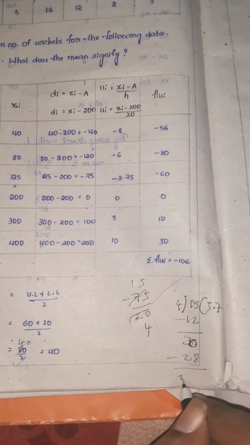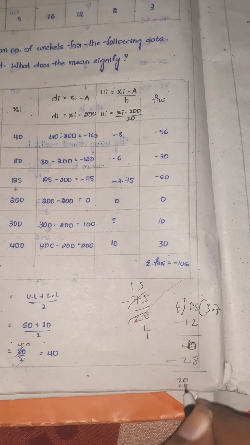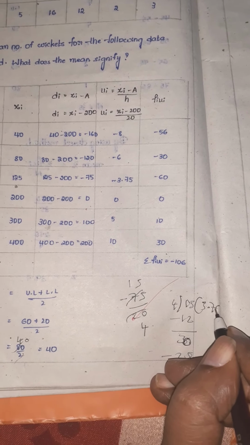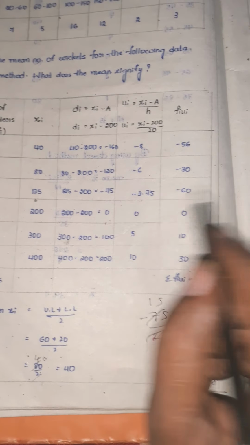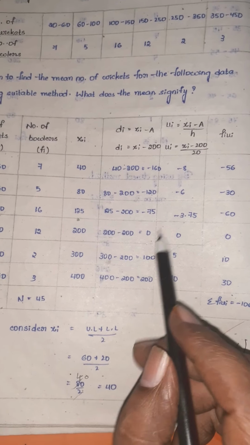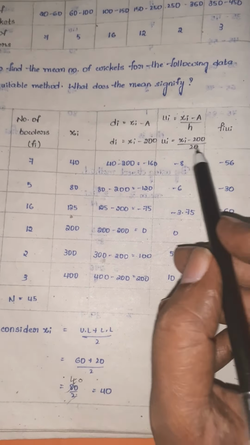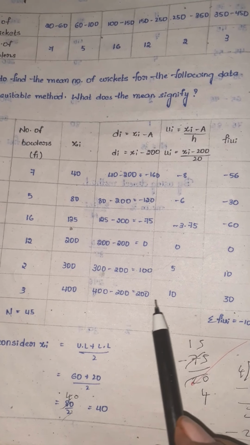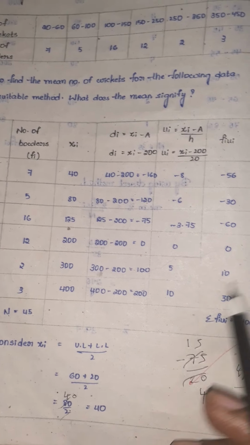Already we have kept a point. So 20, and we get remainder 0. So what value are we getting? 3.75. Next, 0 by something is 0. Next, 100 by 20, zeros cancel, that is 5. Next, 200 by 20, zeros cancel, that is 10.